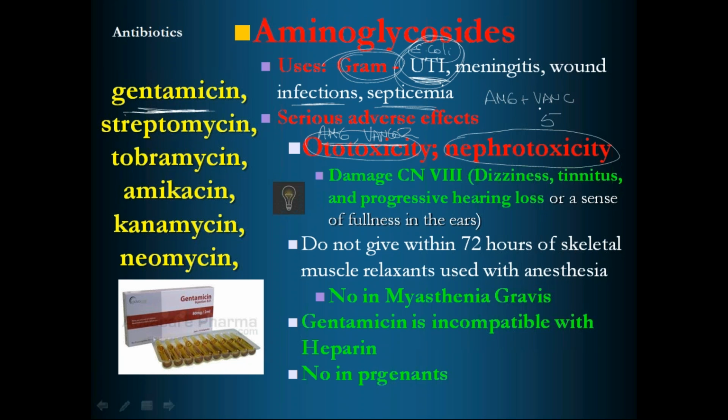So vanco is the same as with ototoxicity, but nephrotoxicity can also be caused by penicillin, cephalosporin, and the quinolones. All right, so aminoglycosides: ototoxicity and nephrotoxicity. You need to always think about, and please review, what the nursing considerations are for ototoxicity and what they are for nephrotoxicity.